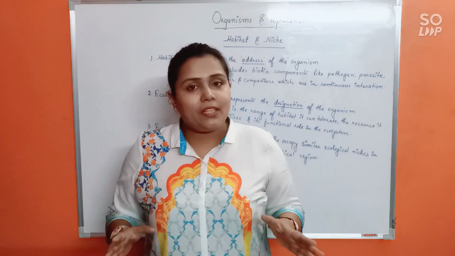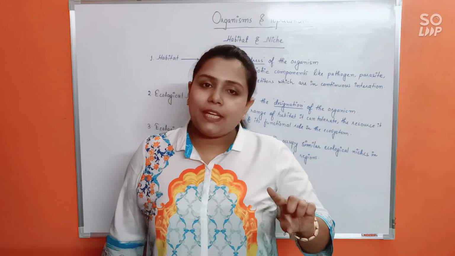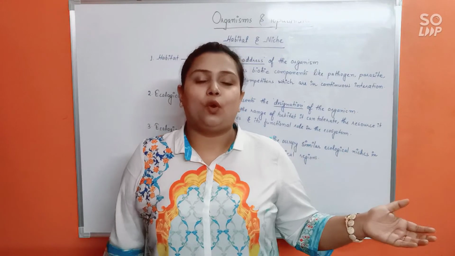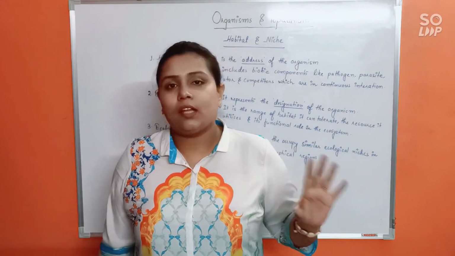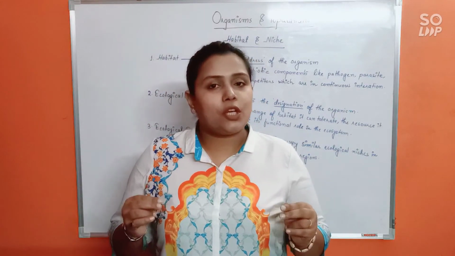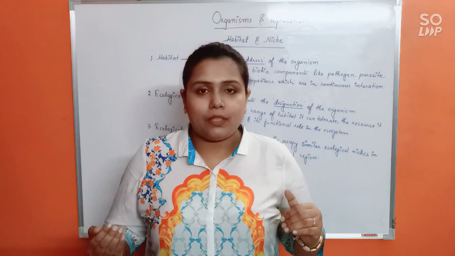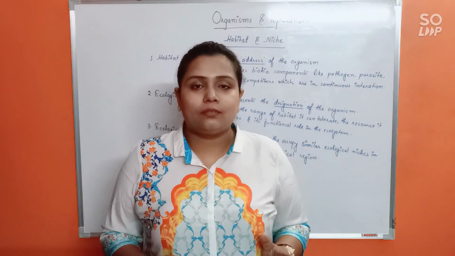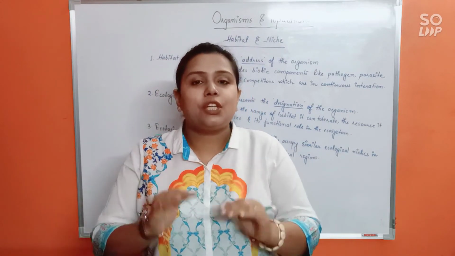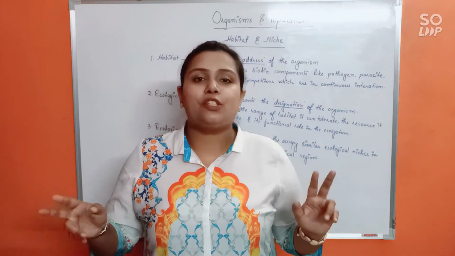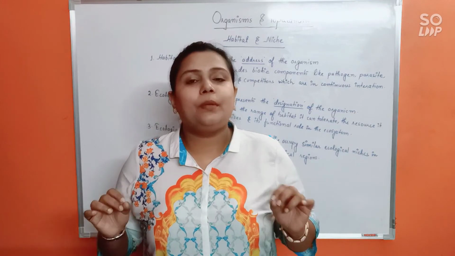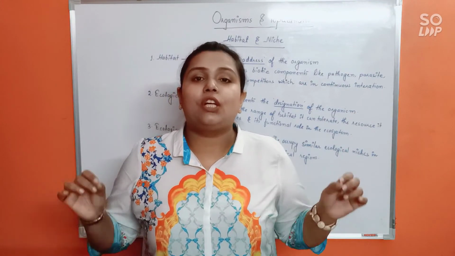Is that clear? So remember this in a very simple manner. Habitat means address of the organism, and niche means the functional role of the organism, its designation in the ecosystem or in its habitat. Now, if two organisms share the common niche and the common habitat, one of them will be excluded. So if these two organisms shift their habitat, even if they share the common niche, they will be able to survive. So now these two organisms will be referred to as ecological equivalents.